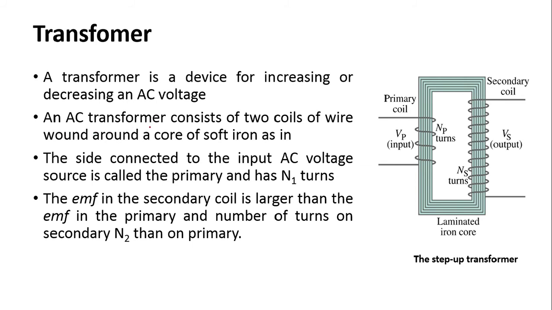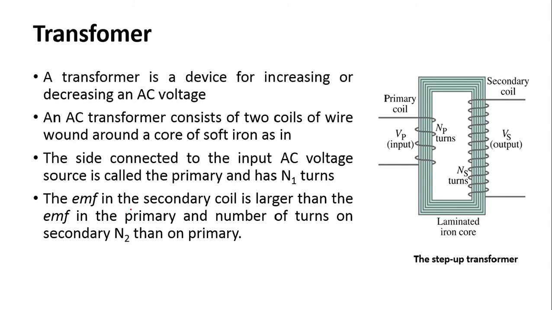An AC transformer consists of two coils of wire wound around a core of soft iron. Okay, so ini coilnya. Kita ada dua jenis coil, primary coil and secondary coil. The side connected to an input AC voltage source is called the primary and has N1. So kat sini kita panggil dia primary. Number of turns ni kita panggil dia N1. Okay. So yang ini N2 lah, secondary coil.